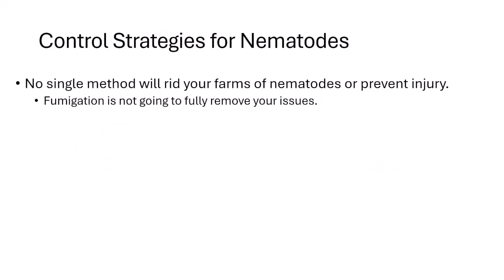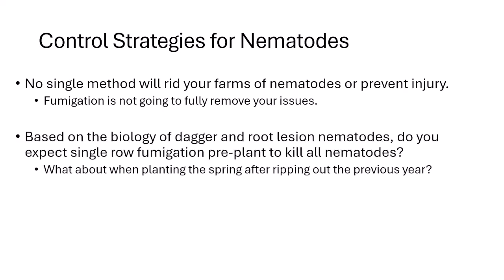So when you're thinking of control strategy for nematodes, what you really need to keep in mind is that no single method will rid your farms of nematodes or prevent injury. Fumigation is not a silver bullet. I know a lot of folks are using it, but it doesn't mean you're not going to have the issue afterwards. Now, if you start out with very low numbers, it's much more likely that fumigation is going to do a little bit better of a job for you, because you're going to have a higher risk of missing what's out there. Based on the biology of dagger and root lesion nematodes, I don't know that we should expect that single row fumigation is going to solve your issues.